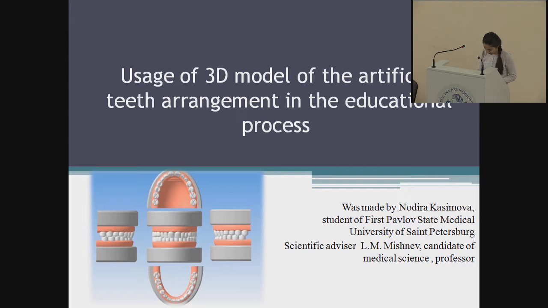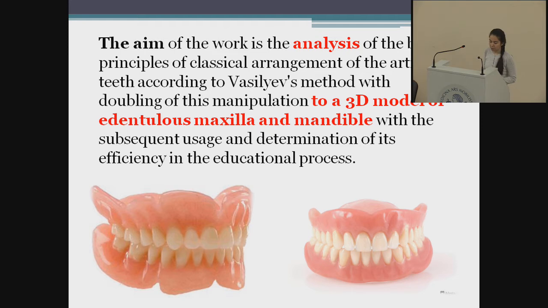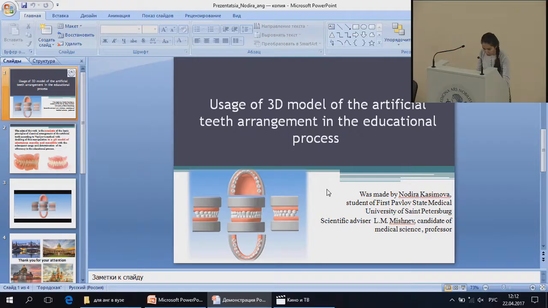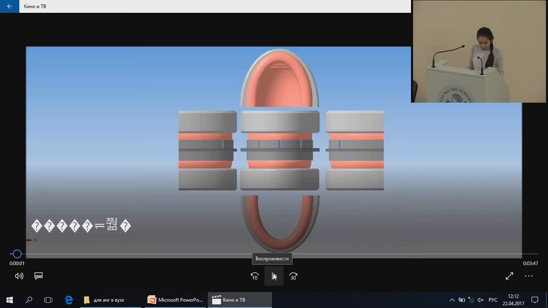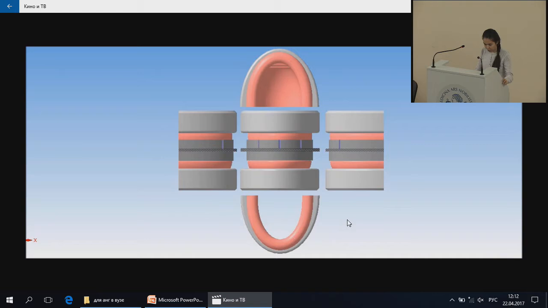The aim of the work is the analysis of basic principles of classical arrangement of the artificial teeth according to Vasilyev's method, with the doubling of this manipulation on a 3D model of edentulous maxilla and mandible, with the subsequent usage and determination of its efficiency in the educational process. For achievement of this aim, it was necessary to examine specific literature that helped us to highlight and systematize basic requirements that were used in the creation of a 3D model. Now let me show you a 3D model of this artificial teeth arrangement that was created by the SOLIDWORKS program.